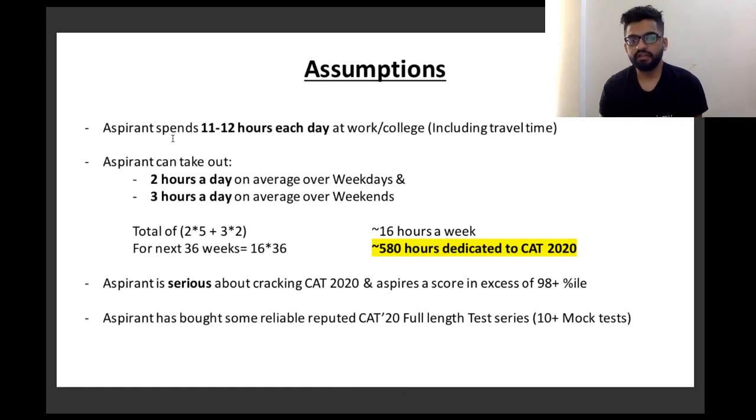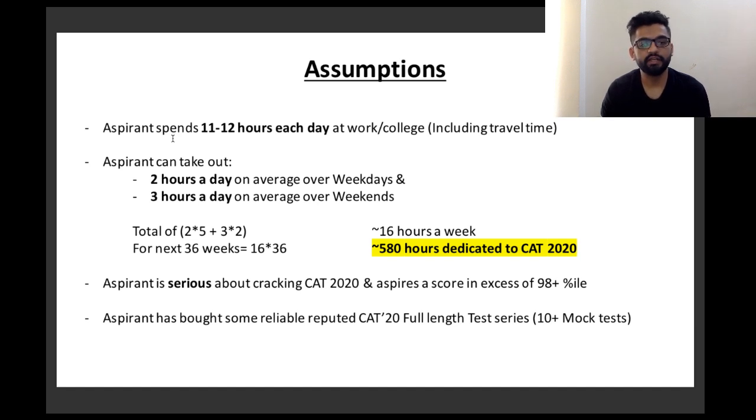Now, the preparation strategy I'm going to present to you has some basic assumptions, which are that the aspirant spends around 11 to 12 hours each day at work or college, including the travel time. So I'm factoring in that particular engagement, that you are spending 11 to 12 hours a day, and therefore you cannot prepare in those hours every day. You're either at work or at college.